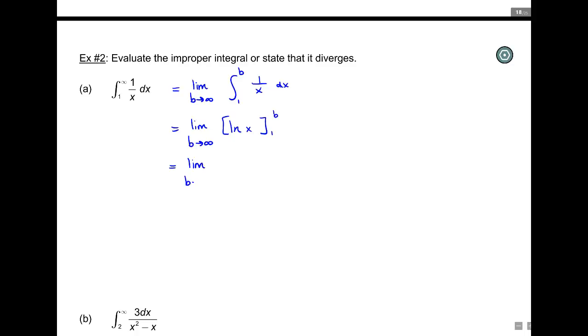Notice I just keep writing the limit until I've completed everything that I can do with the integral. So here we're going to have ln of b minus ln of 1, which ends up being 0. So I get ln of infinity, which goes to infinity. Therefore, it diverges.